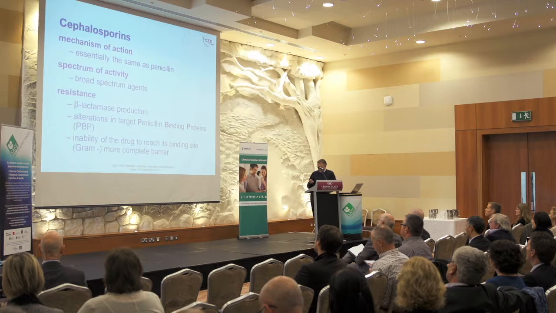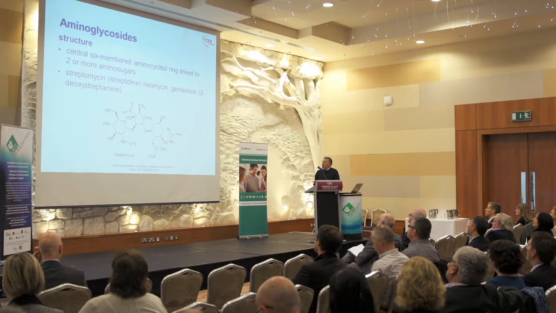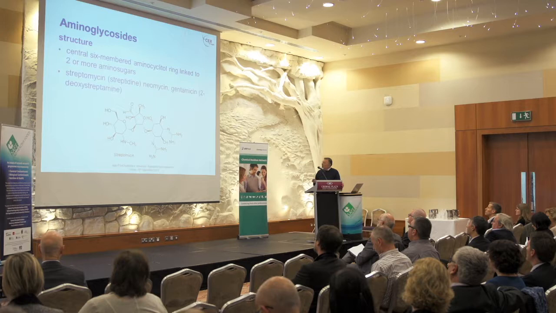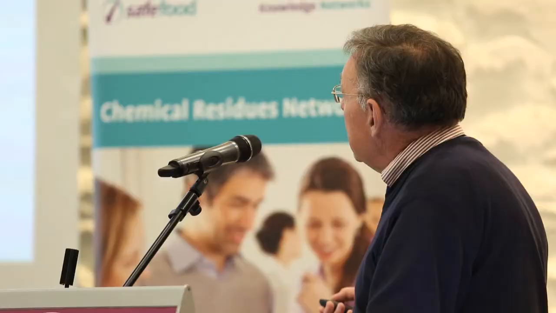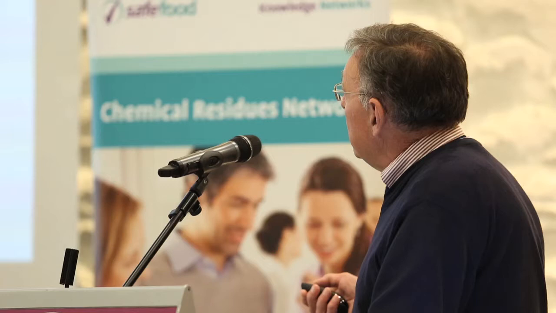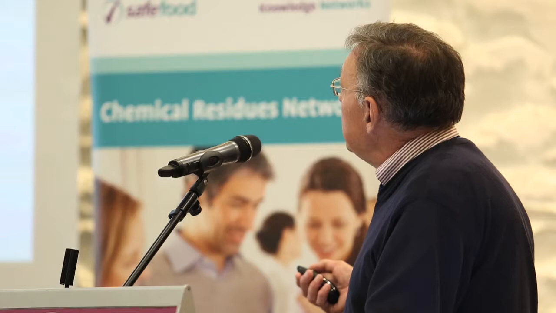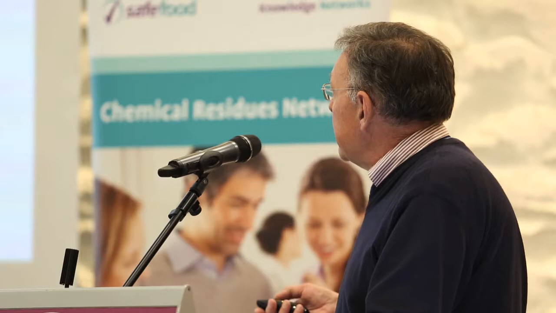Aminoglycosides are another group of compounds very often used also in veterinary medicine. You have an aminocyclitol ring, here for streptomycin. It's called streptidine, and you have two sugars. And in the case of the other aminoglycosides, like neomycin and gentamicin, the aminocyclitol ring is a deoxystreptamine. It's quite a complicated, complex molecule.